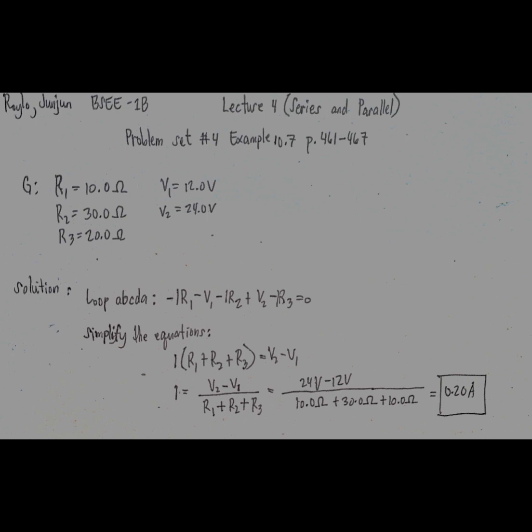So I times R1 plus R2 plus R3 is equal to B2 minus B1. So I is equal to B2 minus B1 all over R1 plus R2 plus R3, and then substitute the values, which is 24 volts minus 12 volts all over 10 ohms plus 30 ohms plus 10 ohms, and then we arrive at the answer 0.20 ampere.